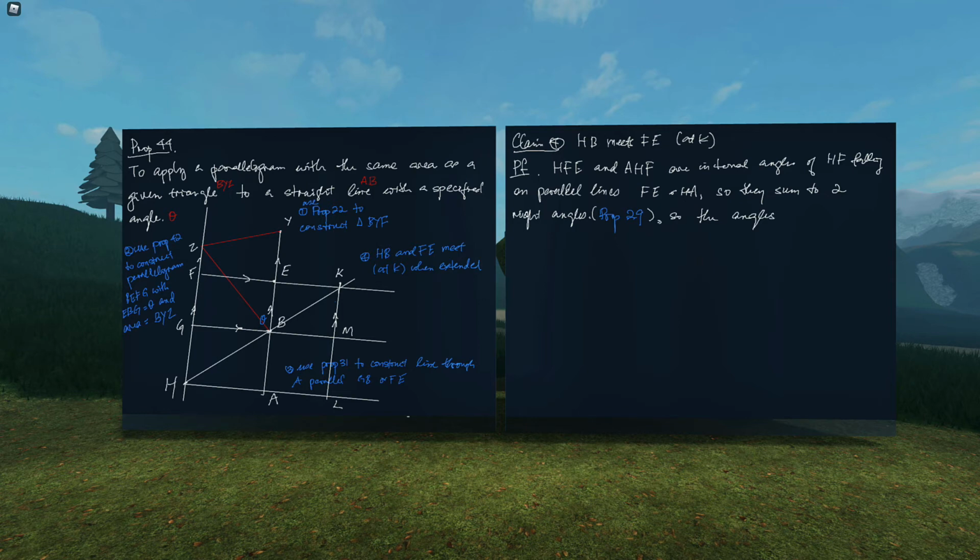Okay, so the angles. So now we're gonna look at the angles HFE and BHG sum to less than 2 right angles. My pen's failing. Right, so by postulate 5, they meet.